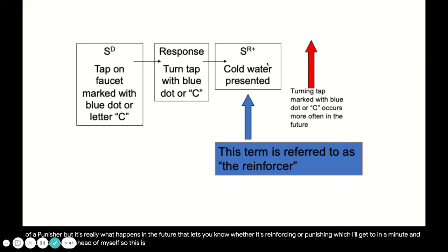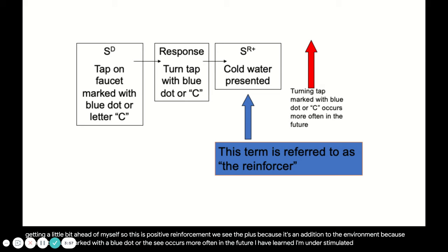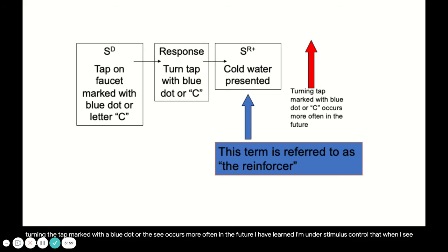So this is positive reinforcement. We see the plus because it's an addition to the environment, because turning the tap marked with the blue dot or the C occurs more often in the future. I have learned, I'm under stimulus control, that when I see that, I am going to continue to turn that tap when I need cold water, right? So the SD, the discriminative stimulus, signaled to me that the reinforcer or cold water was available.